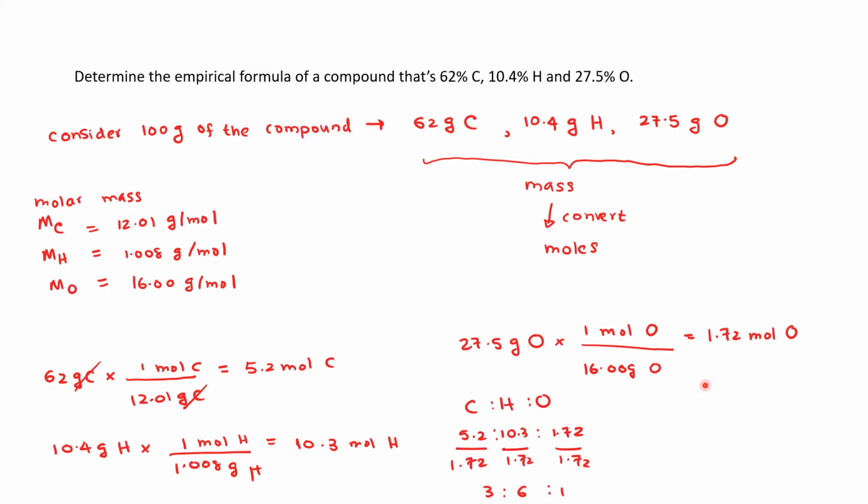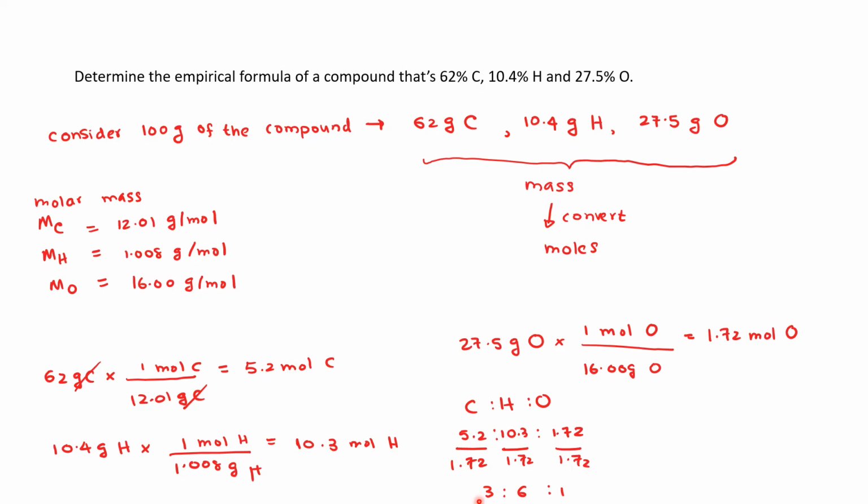Now we are going to develop the empirical formula. We are going to write down the ratios C, H, O, and we have 5.2 moles of carbon, 10.3 moles of hydrogen, and 1.72 moles of oxygen. And then we are going to divide all three numbers by the smallest number. The smallest of these three numbers is 1.72.